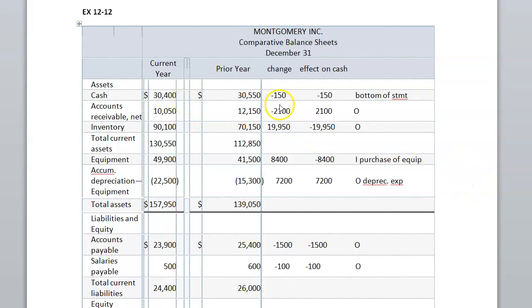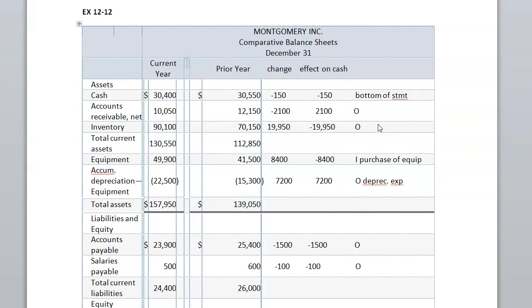So if you look at your cash, it decreased by $150. Obviously that's a decrease in cash, and cash changes are going to be at the bottom of the statement. So that's just a note. Then I looked at the current assets. Accounts receivable decreased. We know that's going to be the opposite effect on cash, so we're going to add it. It's going to be in the operating section. We had an increase in inventory. So again, opposite effect is going to be a decrease in cash, again in the operating section of the cash flow statement.